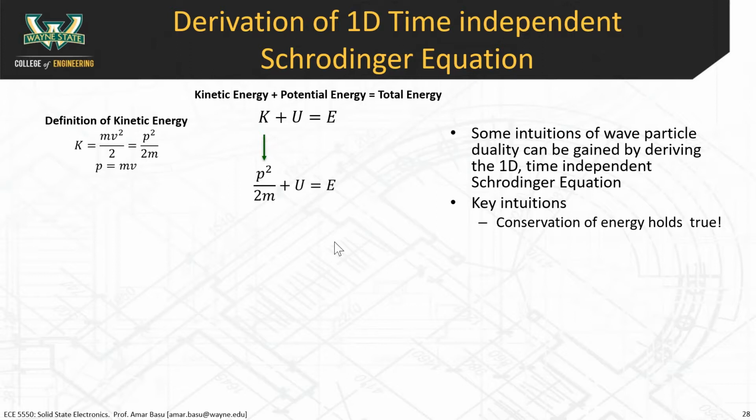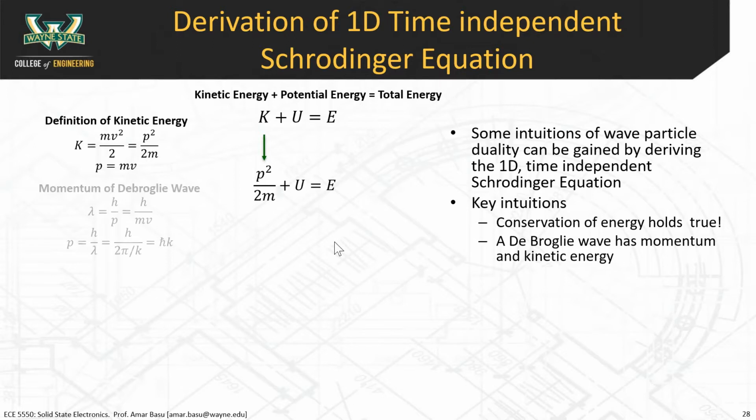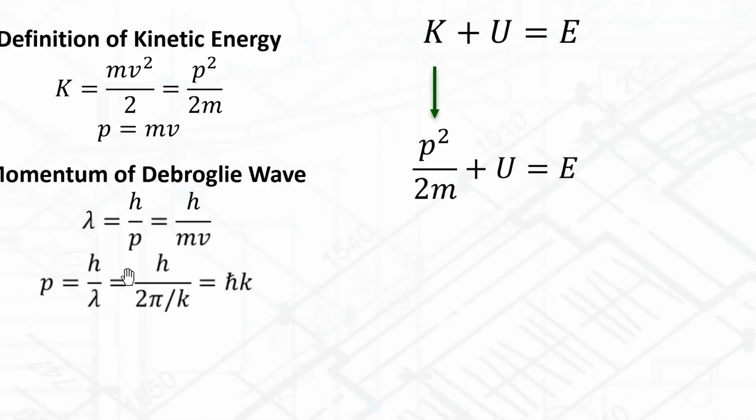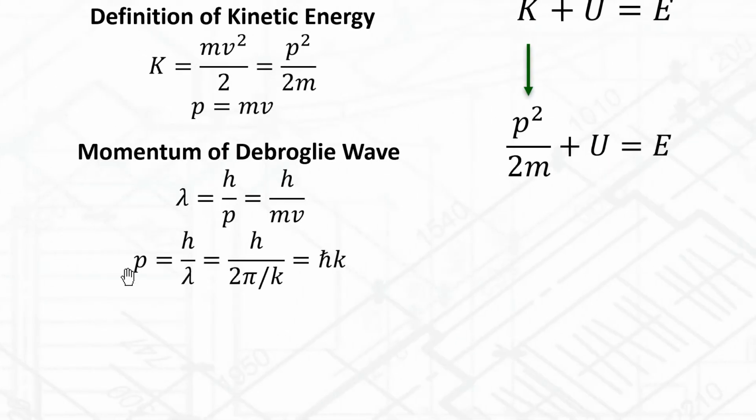The second of Schrodinger's intuitions was that if we want to relate this in terms of a wave, this being the Schrodinger wave equation, he's trying to take this basic relation and translate it into waveform. So he said, okay, how can we represent this as a wave? The intuition here is that the de Broglie wave has momentum and kinetic energy. Let's look at that. This was on a previous slide; I'm just pulling it up here for you to remember.